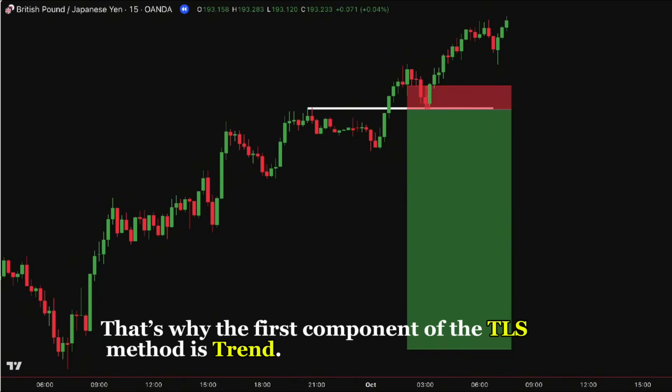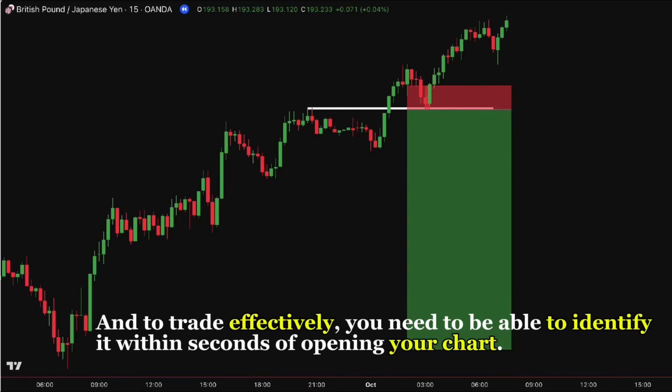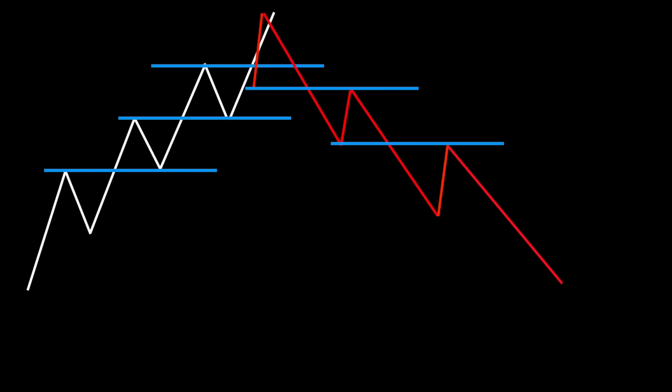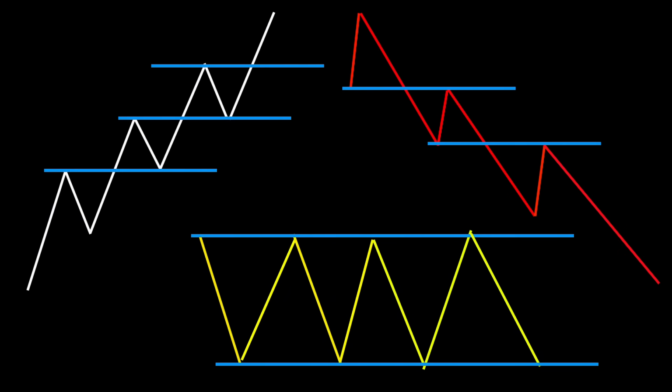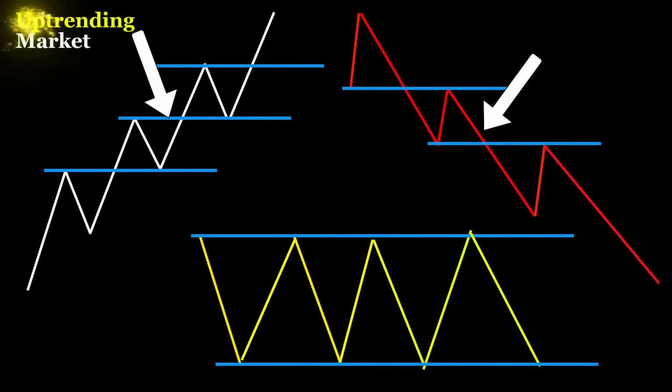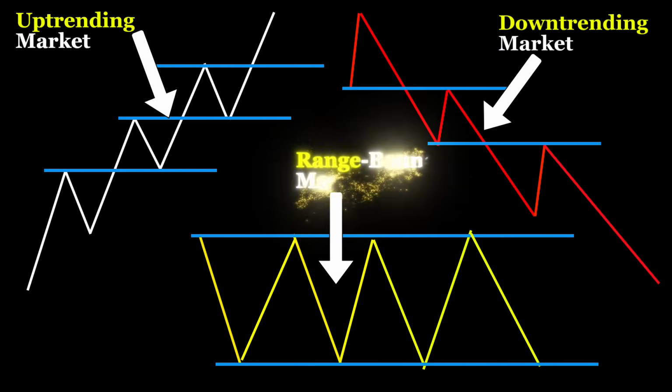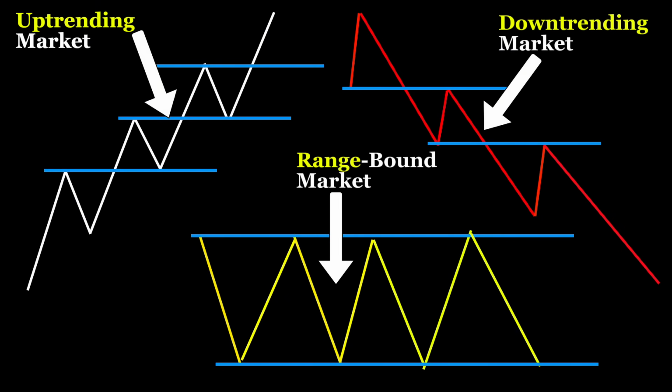That's why the first component of the TLS method is trend, and to trade effectively, you need to be able to identify it within seconds of opening your chart. So let's do a quick, essential revision that will set the foundation for every trade you take. There are 3 types of markets you'll encounter: uptrending markets, downtrending markets, range-bound markets. Each one tells a different story.